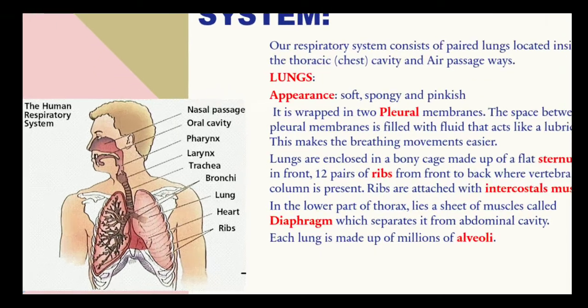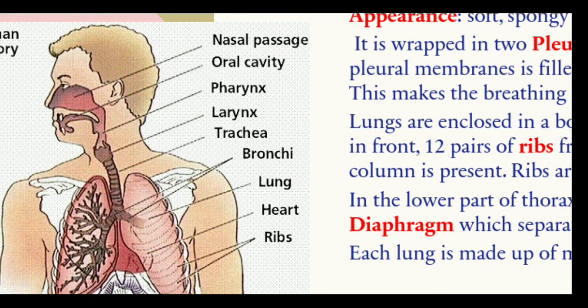And over here in this diagram, you can see how different parts are labeled. This is, of course, the nose. And inside the nose, we have the nostrils and the nasal cavity. And then this is the mouth, and this is the oral cavity.